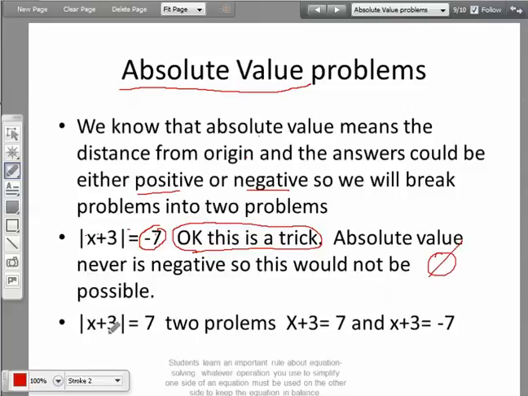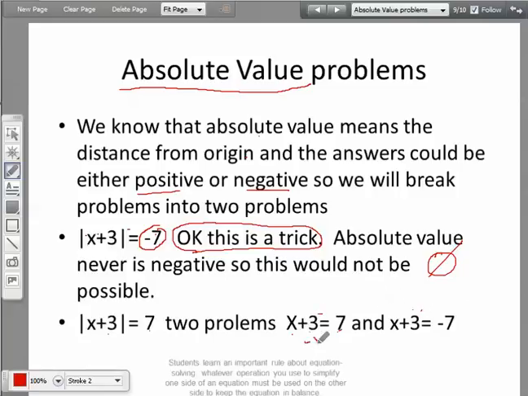But if we look down here at this one, absolute value of x plus 3 equals 7, positive. This one can happen. This is where we're going to get two solutions. We're going to say, first of all, x plus 3 equals 7. That's the first problem. You can see I just wrote it down the same way. And then I'm going to say x plus 3 equals negative 7. Those are the two possible solutions.